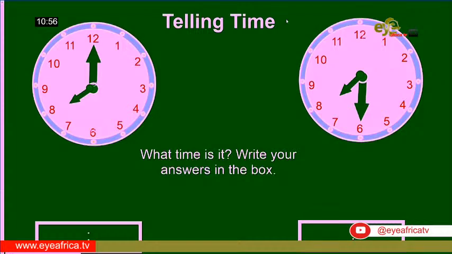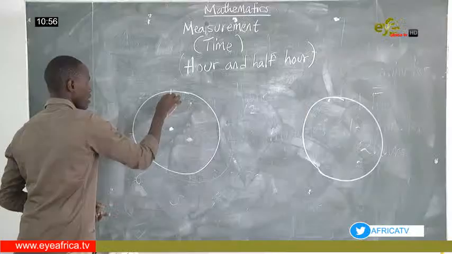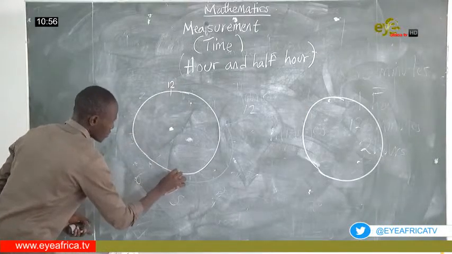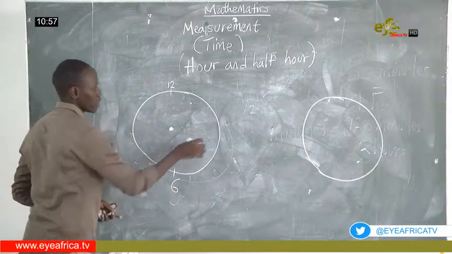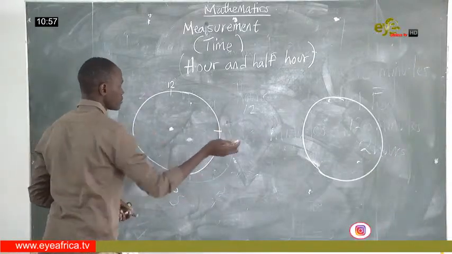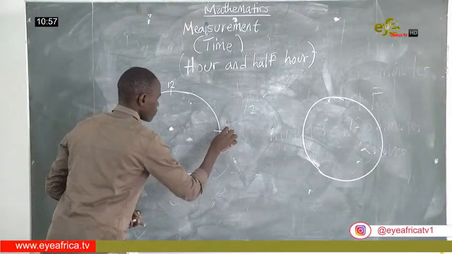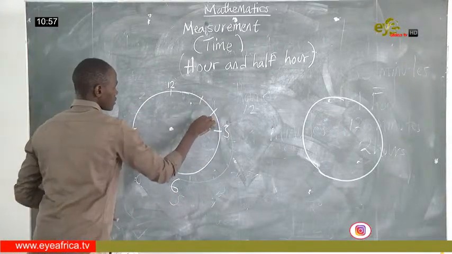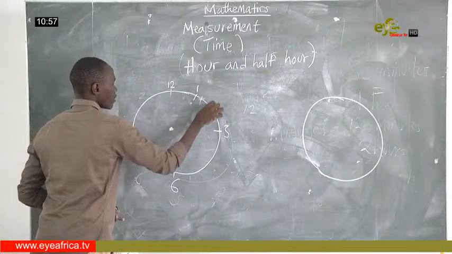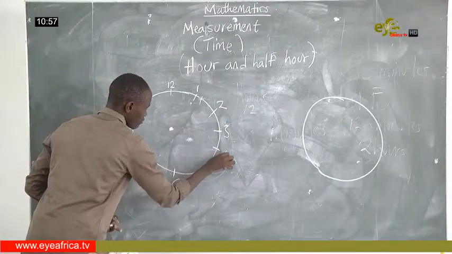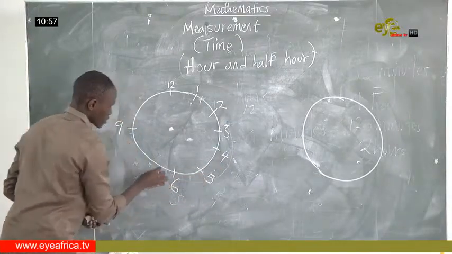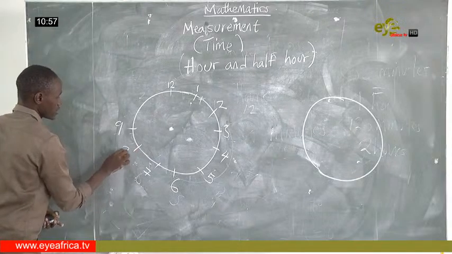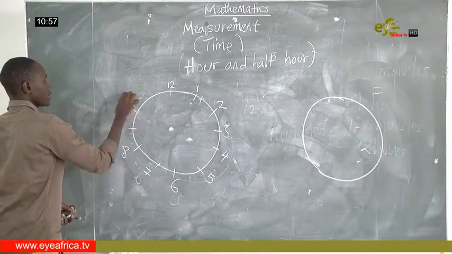So we are going to have here our center. We have here 12. We have here 6. That's just what we were placing in the previous slide. We have here 3. We have here 9. We have 1, 2. Here we have 4 and 5. Here we have 7 and 8. Here we have 10 and 11.